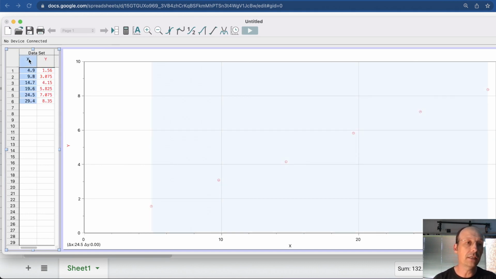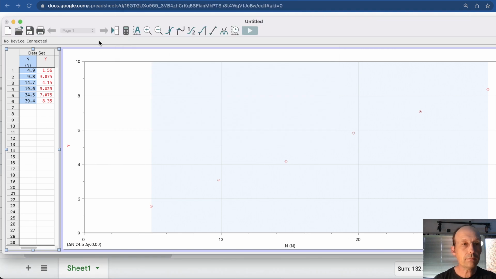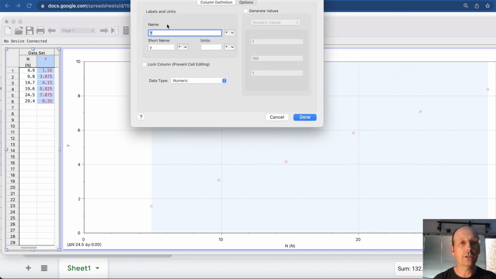And then I'm going to change this X. So I'm going to double click on that. I'm going to say N, that's the normal force. And I'm going to have short name of N, and the units are going to be N. Okay, that's fine. And then over here, I'm going to plot changes to F. I guess I could call it friction. Let's call this friction.